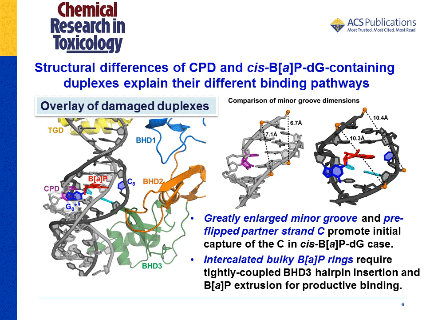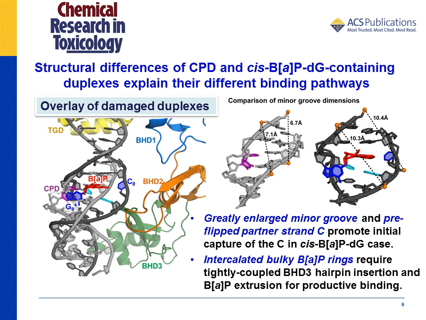In the cis-BAPDG case, a greatly enlarged minor groove and pre-flipped partner strand C promotes initial capture of this base. In contrast, CPD does not have a pre-flipped partner base and has a narrower minor groove. The initial binding involves only the probing by the BHD2 hairpin tip in the minor groove.